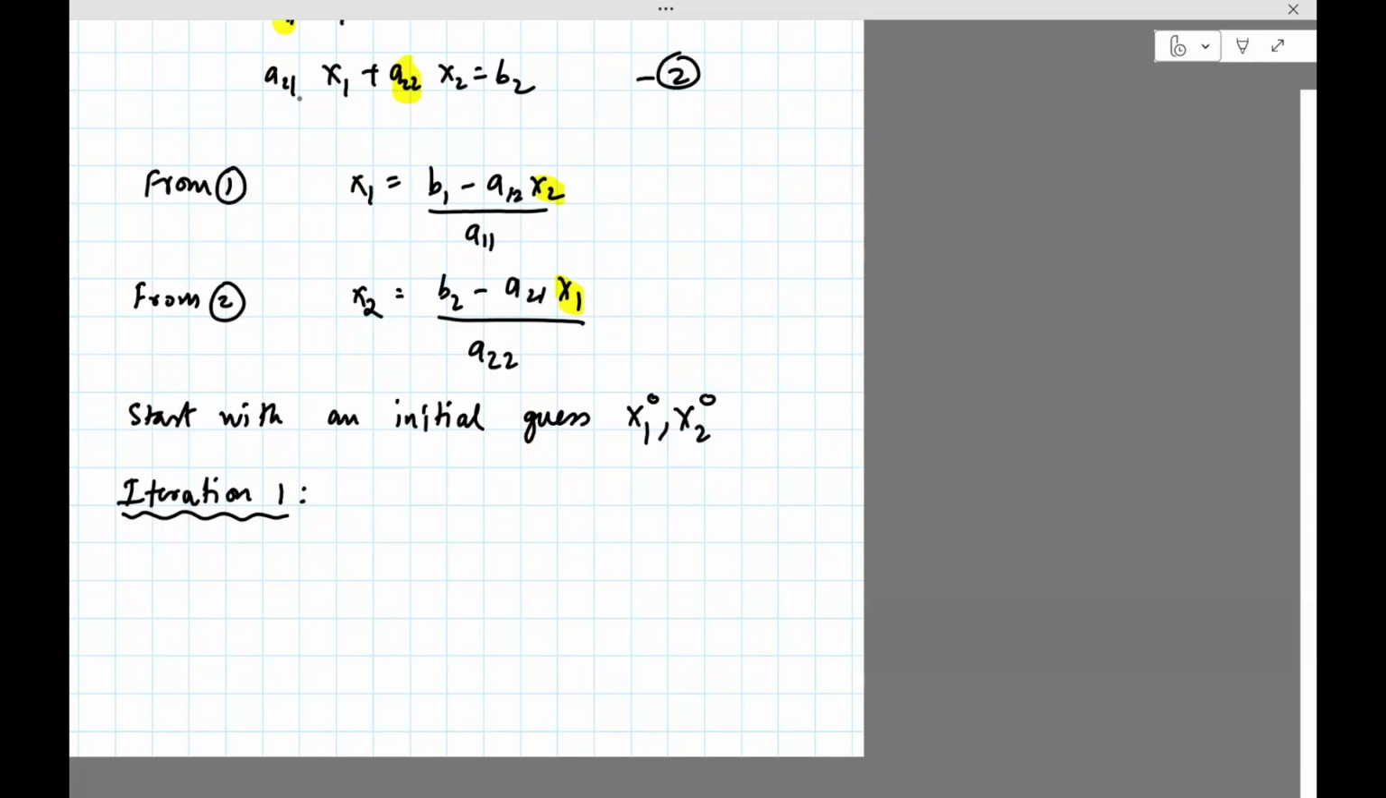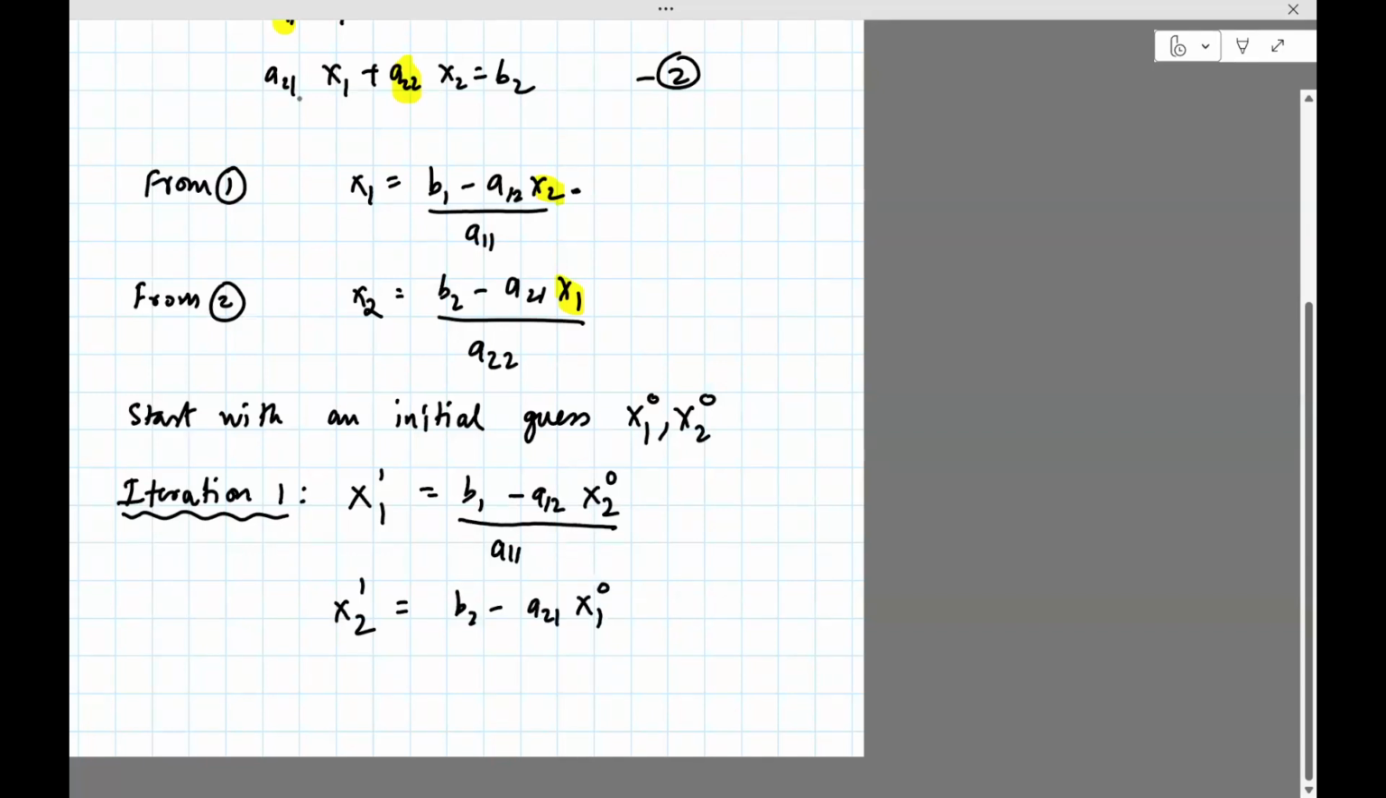So what we'll do here is compute a new solution for x1. Iteration 1 is b1 minus a12 times, in the first equation, we'll substitute the value we have for the initial guess for x2. And we do the same thing for x2. It's b2 minus a21 x1 superscript 0, divided by a22. So we're using the initial guess to improve on the solution for x1, x2 in this fashion. I hope that from the way I've written it down, it's obvious what's happening here.